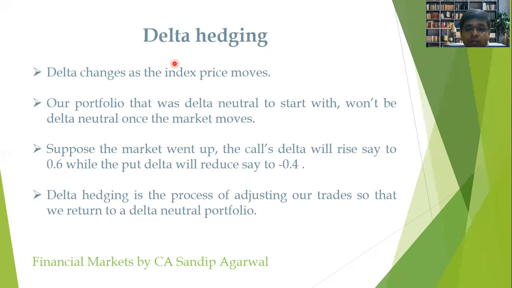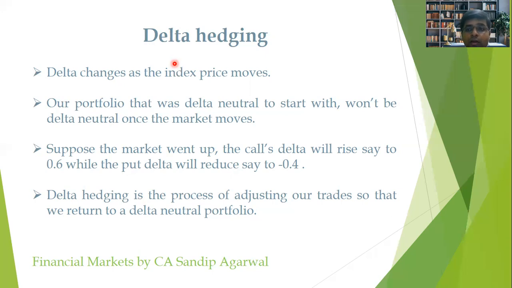Now, when I'm explaining delta hedging, I am assuming that the person has sold the call or the put option, or a combination of call and put option, and he wants to earn money by way of theta decay and by way of reduction in the IV, which is the implied volatility, which I've explained in my previous videos. The person who is selling the option wants to earn money by way of theta decay and by way of the reduction in the IVs.